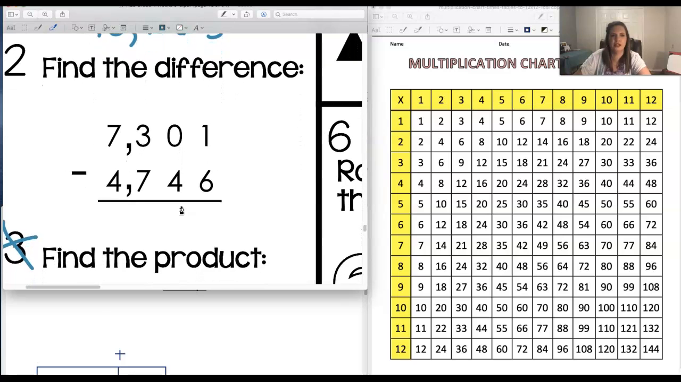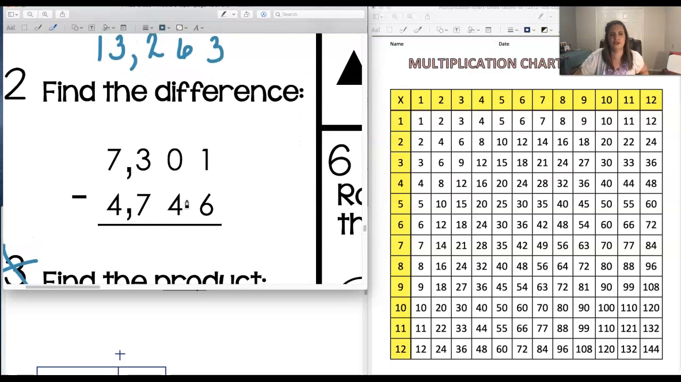Number 2, find the difference. Remember, difference is your answer in subtraction. 1 subtract 6. I cannot do that because I don't have enough, so you need to go to the tens place. But in the tens place, I don't have any, so you need to move to the hundreds place.